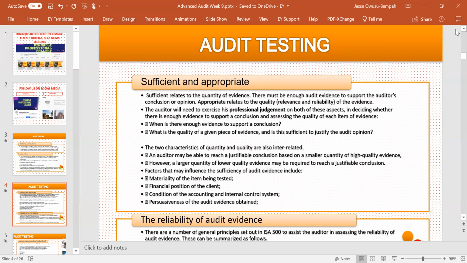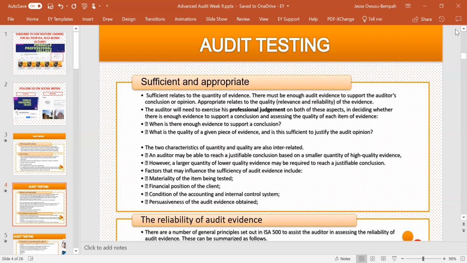So there are factors that influence the sufficiency of audit evidence. Number one is the materiality of the item being tested, the financial position, right? Materiality, sufficiency, quantity. So they go hand in hand. The condition of the accounting and internal control system will determine the sufficiency of the evidence.